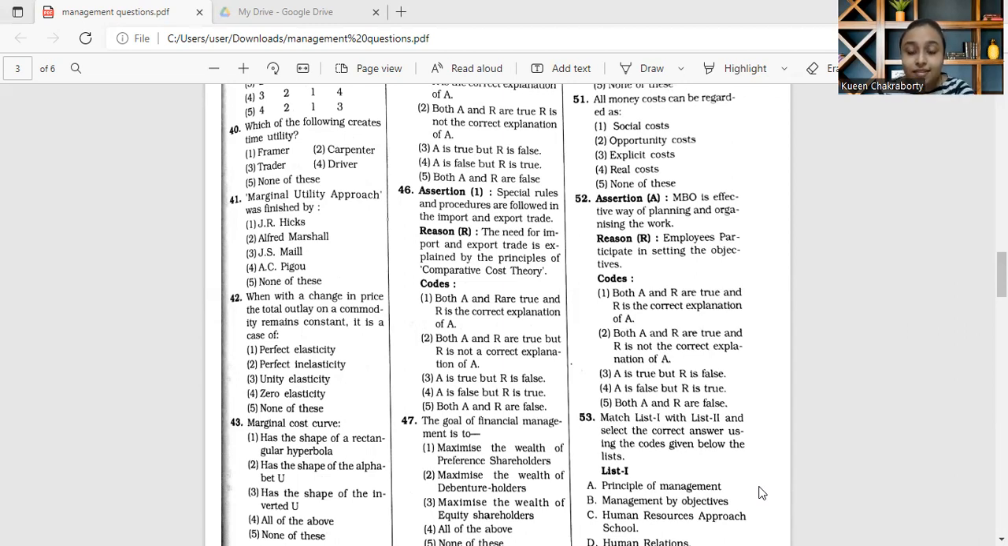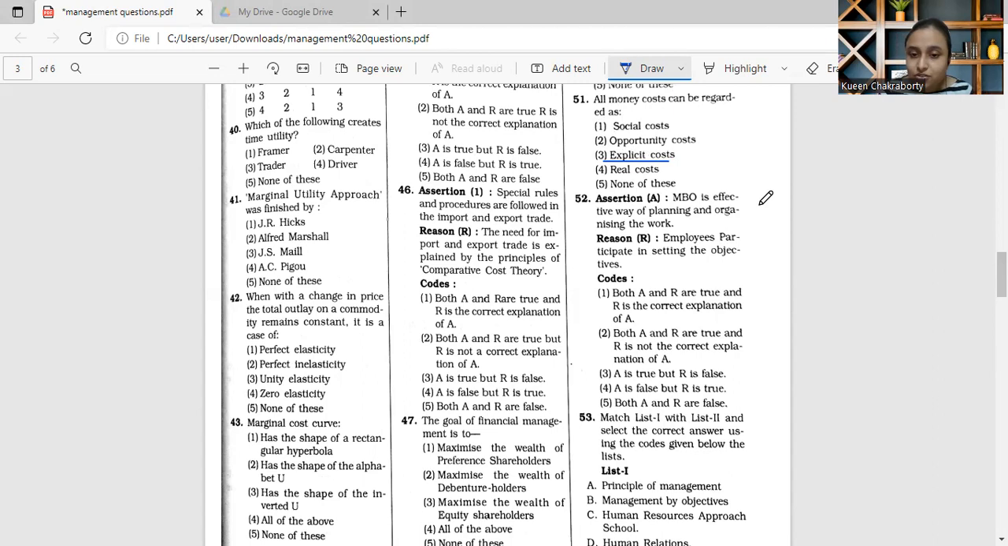So basically this is explicit cost. All money cost can be classified as explicit cost. So I'll mark this as my correct answer. Explicit cost is the correct answer to question number 51. Next, moving on to question number 52.